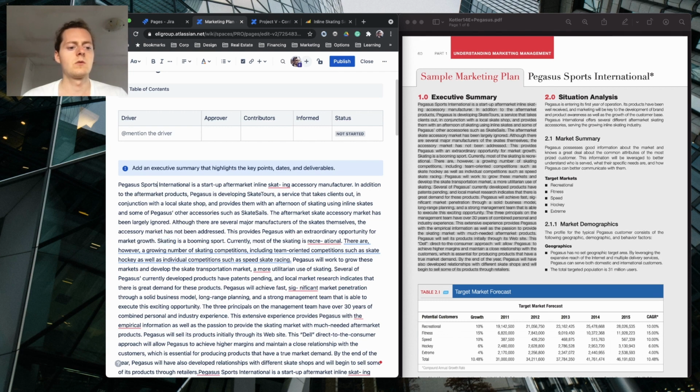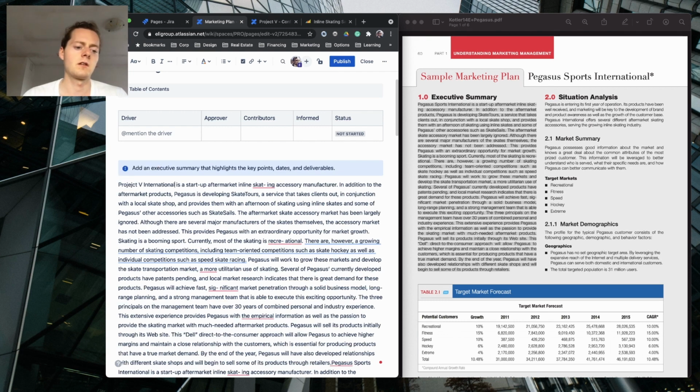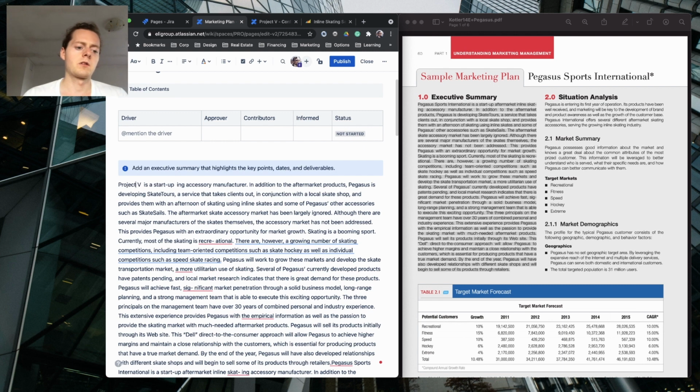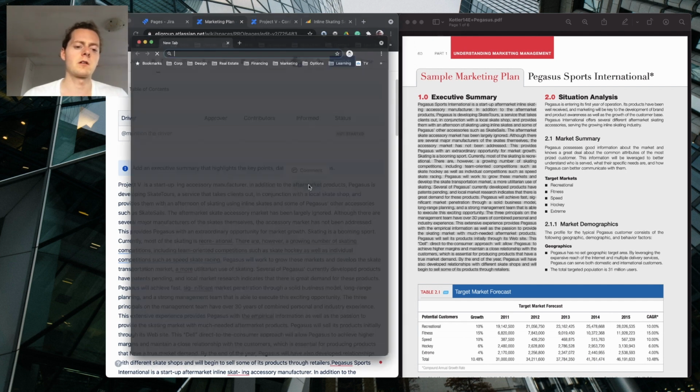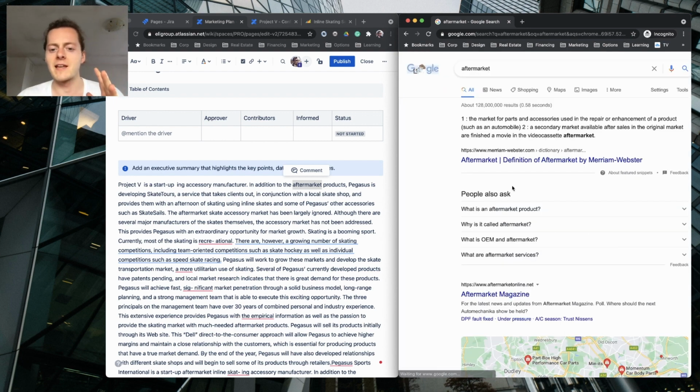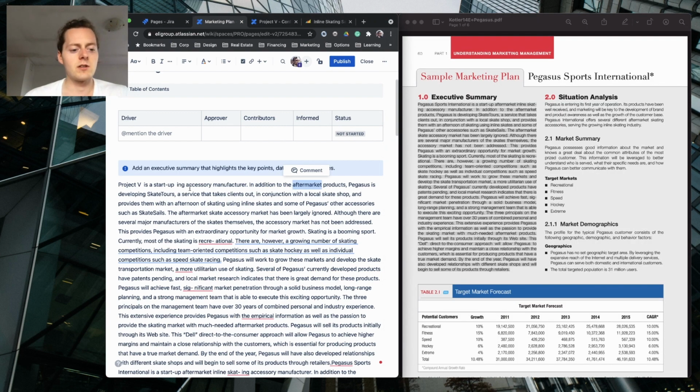So let's do Project V. Project V is a startup. Okay, Project V startup. I'm not sure about this driver. I'm not really sure. Contributors informed. So in addition to the, what's aftermarket? That's interesting. What's aftermarket? So this is like really fun. I'm also learning. This is awesome. The market of parts and accessories. Oh, that's the one.